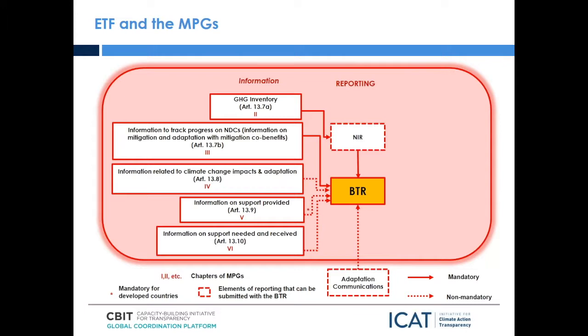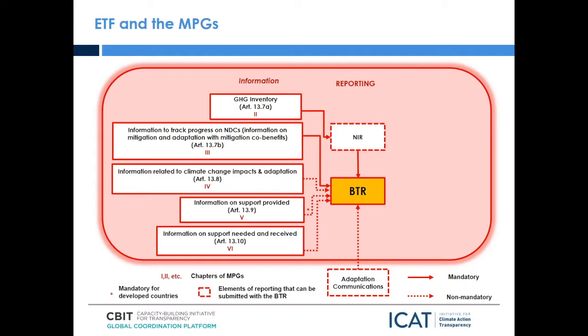As you can see in the figure, some of these blocks of information have a dashed or a solid line, meaning that some information is mandatory to be reported and some is not. So these are, if you look at the text of the MPGs or the text in general of the COP, the shall and the should requirements. One specific note that we have here is the red star right here on information on support provided, which says that this information is actually mandatory to be reported, but only for the developed countries.